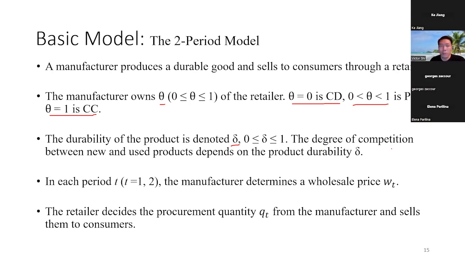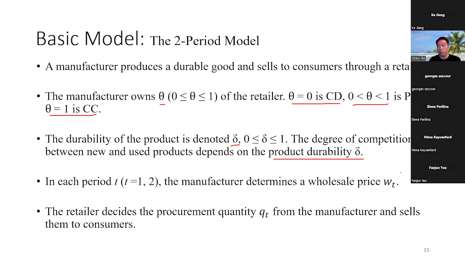So the degree of competition between new and used products depends on the product durability delta. As you can imagine, if delta is very close to 0, then there's not much competition between new and used products, right? If delta is 1, that means all the products produced last year will be in direct competition with the new products produced this year. So delta is basically the degree of competition between new and used products.